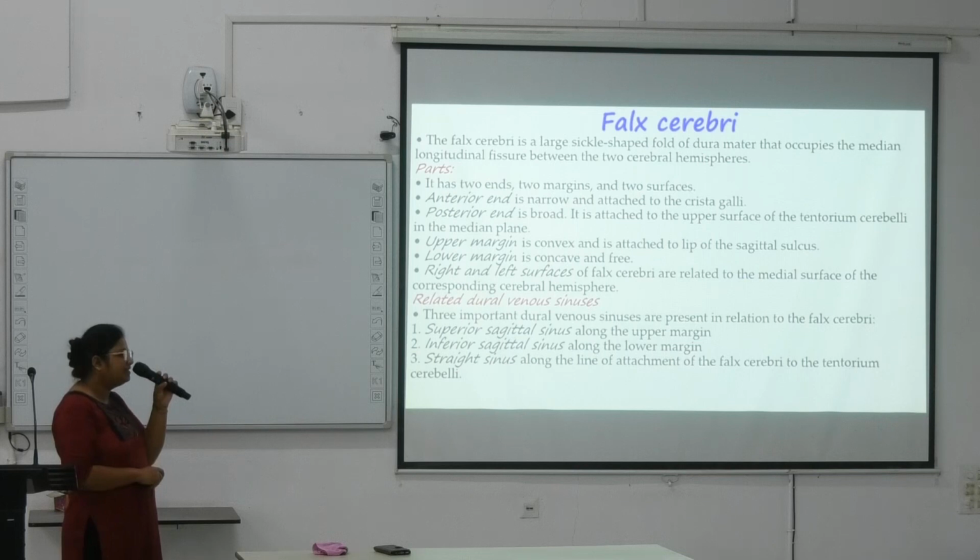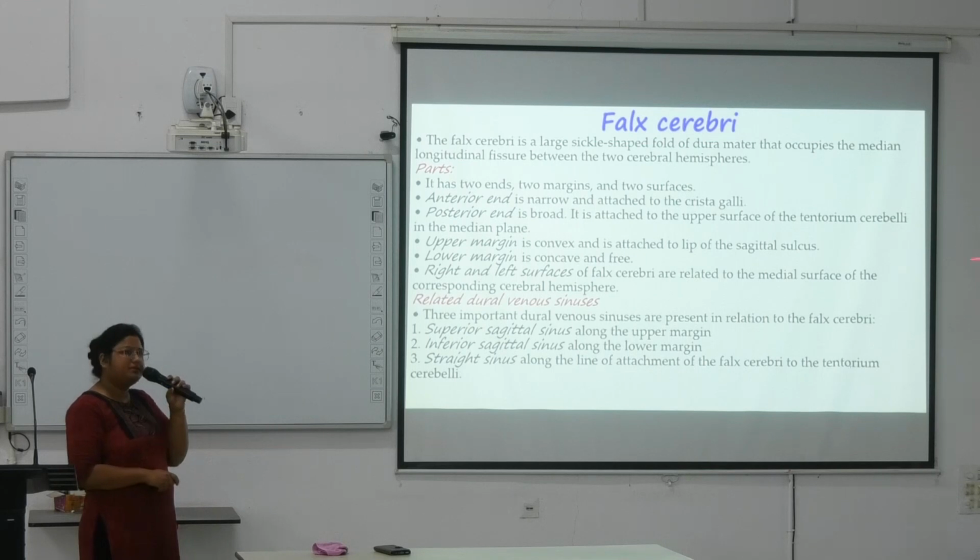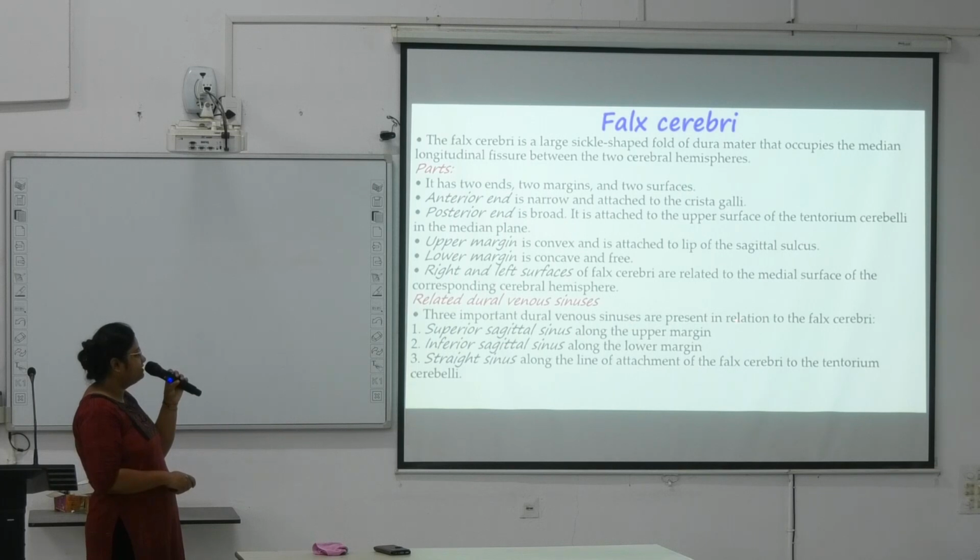Seen in the previous picture. Upper margin is convex, attached to the margins of the sagittal sulcus. Lower margin is concave and free. And right and left surfaces of the falx cerebri are related to the medial surface of the corresponding cerebral hemispheres. Related dural venous sinuses: three important dural venous sinuses are present in relation to falx cerebri. Superior sagittal sinus along the upper margin, inferior sagittal sinus along the lower margin, and straight sinus along the line of attachment of falx cerebri with the tentorium cerebelli. Okay. Next.